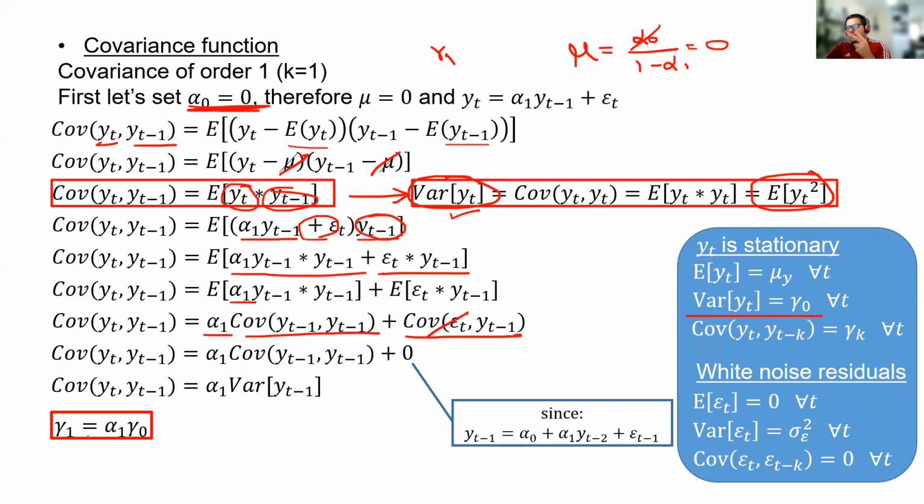So that's yt's 1 lag apart. We know how gamma 0 is estimated. Therefore, we can estimate gamma 1.